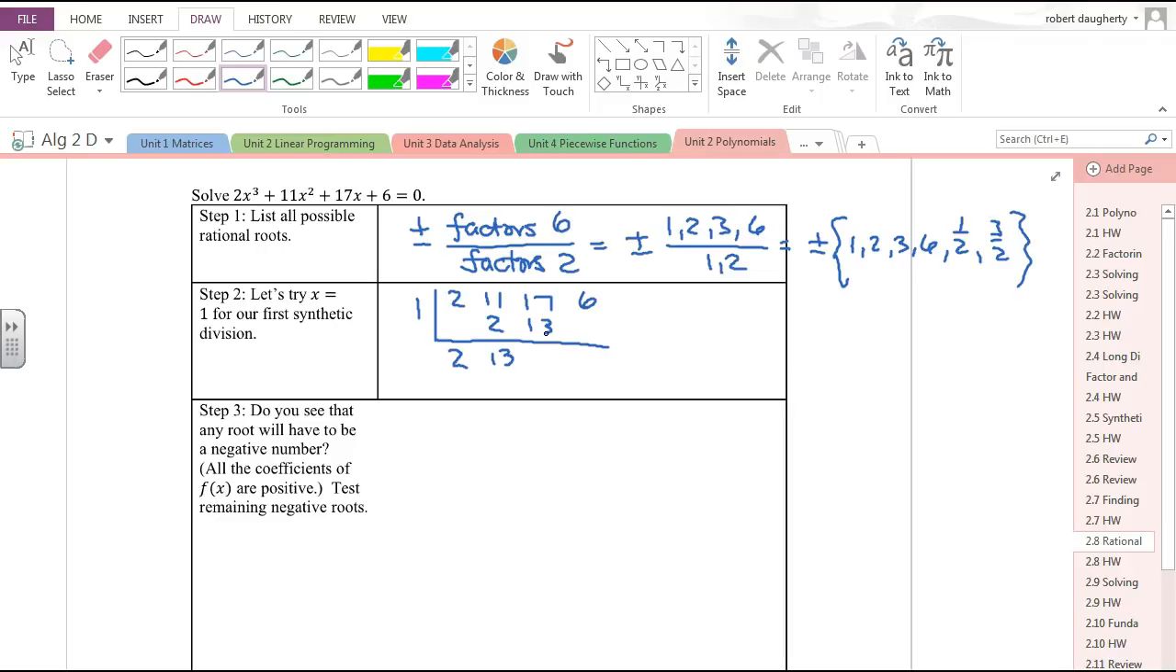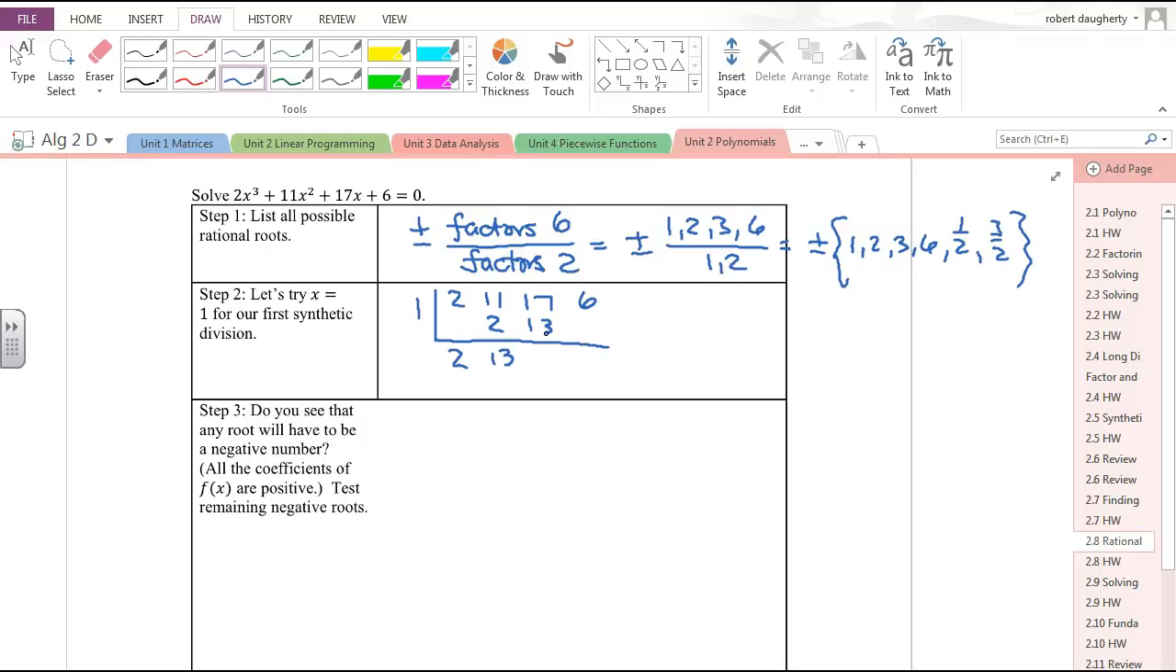Any other positive number, okay? So if I were to try 2, it's not going to work. So what I can do when all the coefficients are positive, don't waste your time on positive roots, okay? So this list of 12 numbers is now a list of what? 6 possibilities, okay? So I've eliminated half of them. So in this case, because all the coefficients are positive, the root has to be negative.